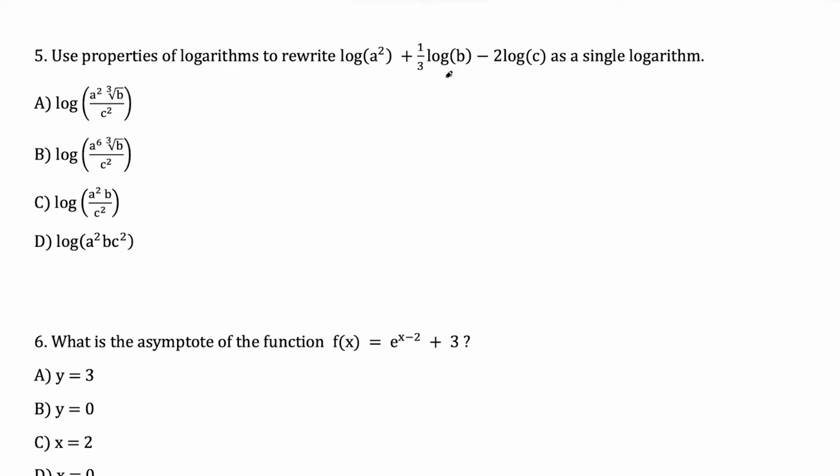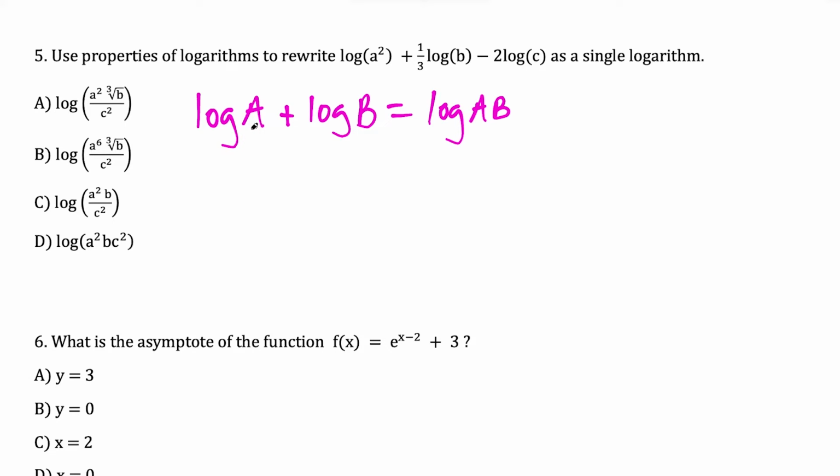Question 5, use properties of logs to rewrite this expression as a single log. So for this question, it really helps to know properties of logs. And the properties that we need to know are if we have something like log A plus log B, we can combine this to a single log by writing this as log of AB. Okay, so when you have addition of logs, you can combine the logs into a single one by multiplying their inside terms. But just know you could only do this when the logs have the same base.